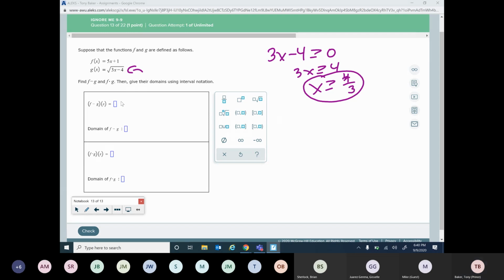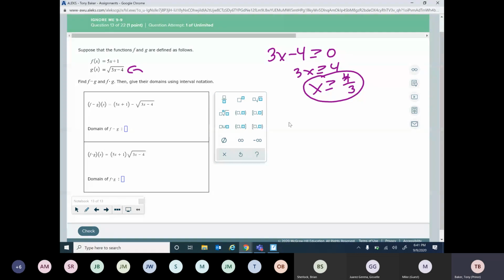Now, when we're typing the answers in, same rules apply. I don't have to simplify it down. So I can put in 5x plus 1 minus the square root of 3x minus 4. The multiplication one, same thing. 5x plus 1, and then times the square root of 3x minus 4.